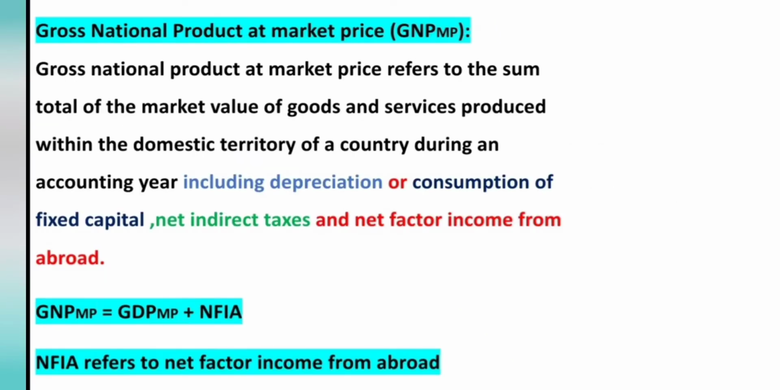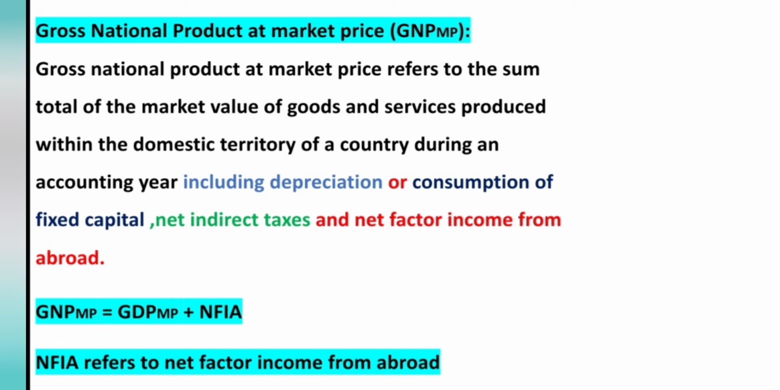Next, aggregates of national income. What makes the difference between domestic income and national income? That we have seen in the previous module. It is net factor income from abroad that makes the difference between domestic income and national income. Domestic income plus net factor income from abroad gives us the national concepts. So, the first aggregate of national income is the gross national product at market price.